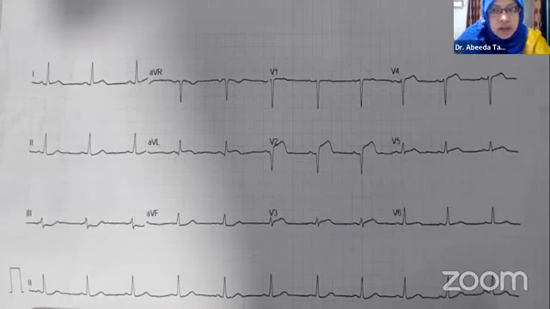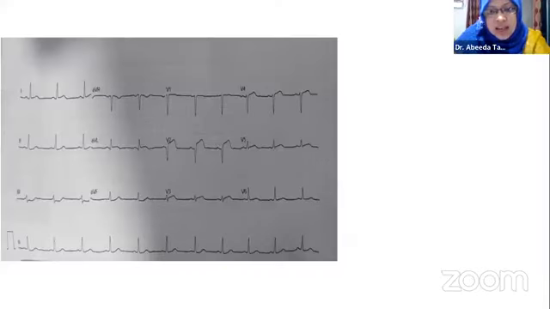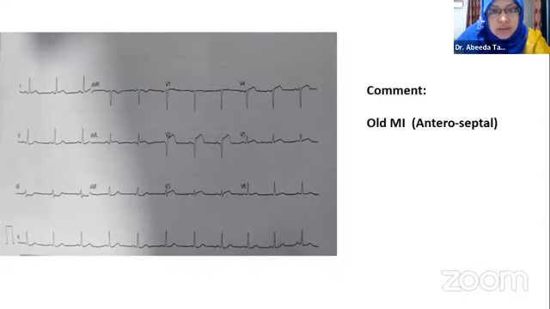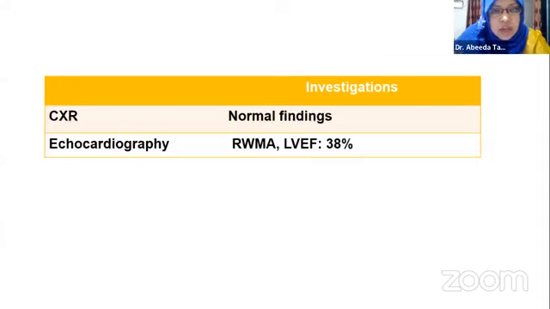So she had an echocardiography. So this is the old MI, anteroseptal. So we did an echocardiography, and it showed that her ejection fraction was 38% at that time.